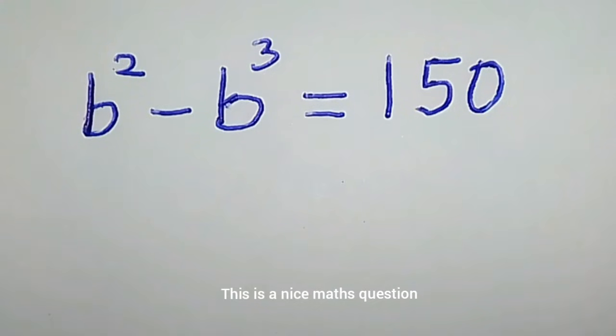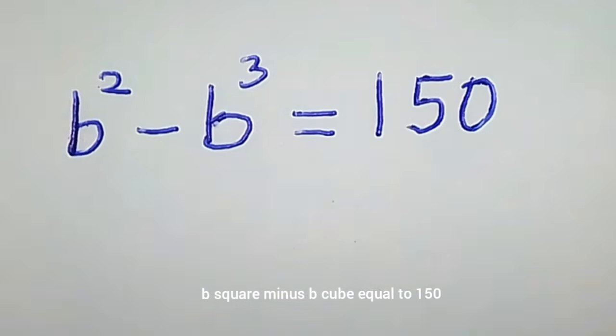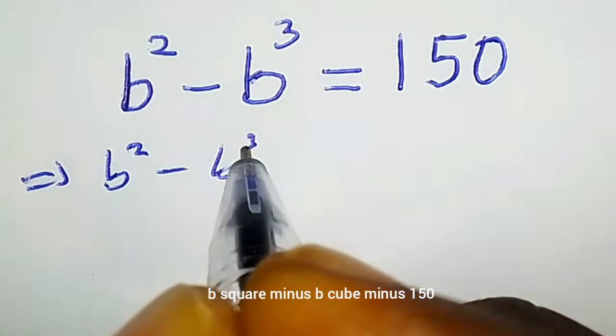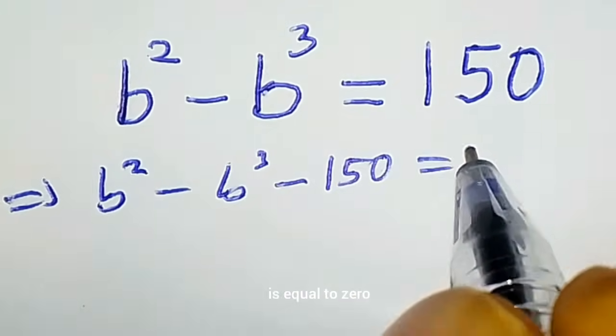This is a nice math question. b squared minus b cubed equals 150. How do we solve for b? b squared minus b cubed minus 150 is equal to 0.